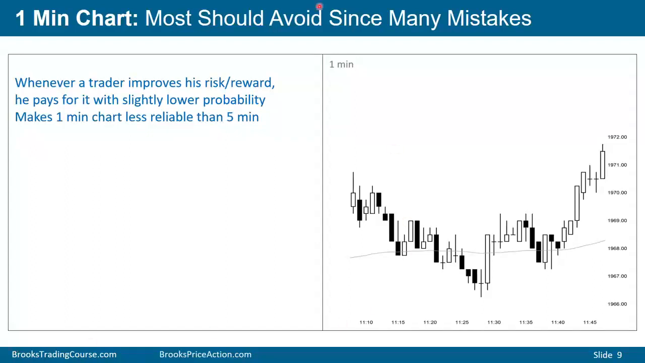Remember, the trader on the 1-minute chart is trying to reduce his risk. If he buys above the high of this bar, he gets filled here, his stop is a little bit below. If he buys on the 5-minute chart, his entry is here and his stop is further below. Whenever you do something to improve your risk-reward ratio, you pay for it with reduced probability. And the 1-minute chart is a less reliable chart. The probability of trading it well and the probability of setups working is lower.